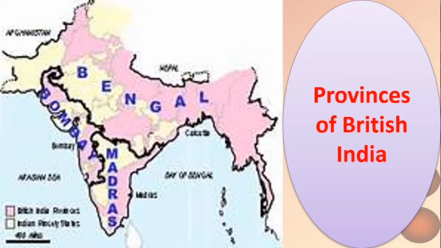Before that, India was divided into provinces. So the British ruled India, and the British divided us into provinces. So we have the Bombay province, we have the Bengal province, and the Madras province. Now the names of all these places have changed. Bombay is now Mumbai, Madras is now Chennai, okay? And Bengal is now just a part of the eastern part of India. Otherwise, you can see here Bengal means almost the entire northern belt was considered as Bengal.